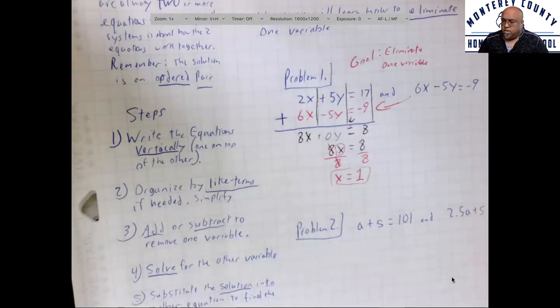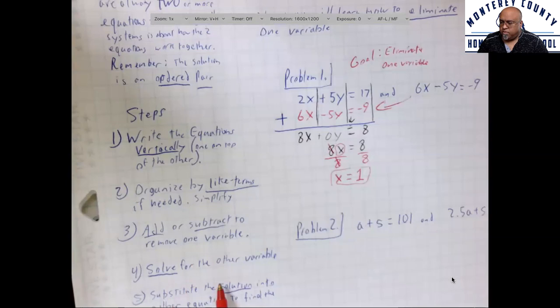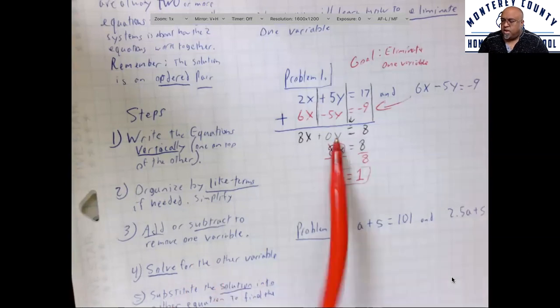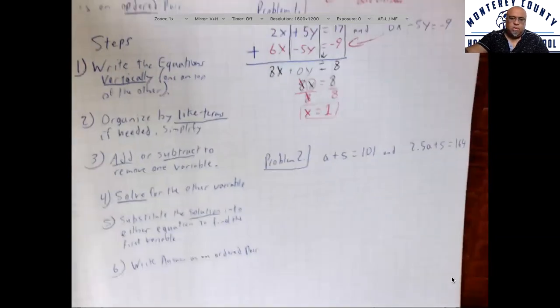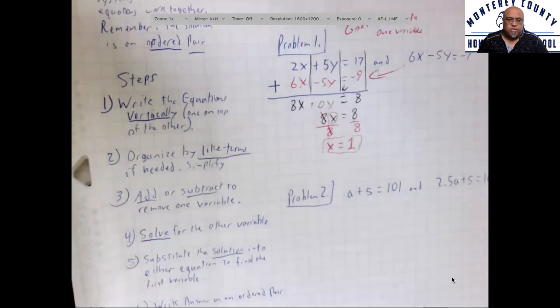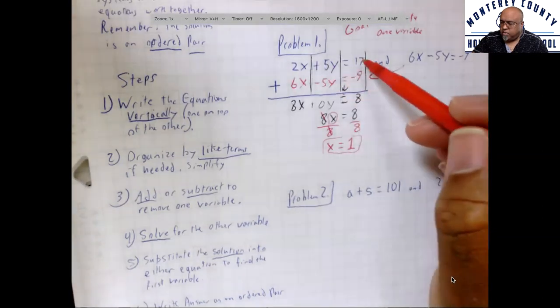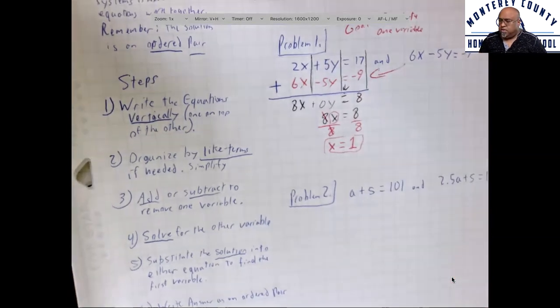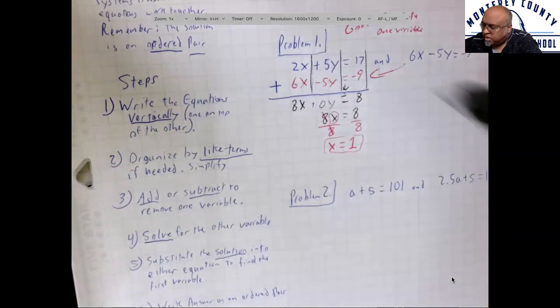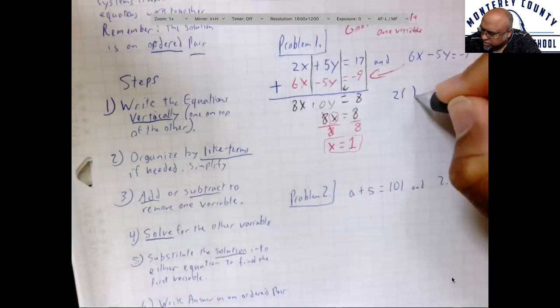Now, we've added or subtracted to remove one variable, and we solved for the other variable. So we removed the y, and we have solved for x. But are we done with the steps? No, we have to substitute the solution into either equation to find the first variable. So I have 2x plus 5y equals 17, and 6x minus 5y equals negative 9. So I'm going to pick the first one to substitute in the value for x.